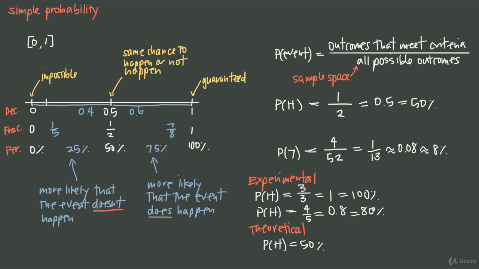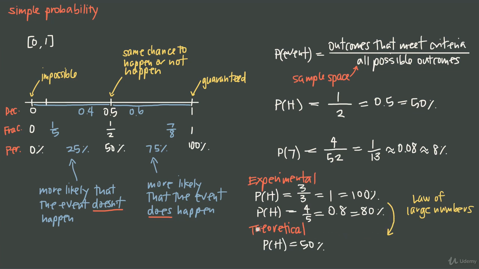What we know is that the more experiments we run, the closer the experimental probability will get to the theoretical probability. And this is often what we call the law of large numbers. It tells us that the more experiments we run, the closer our experimental probability will get to our theoretical probability.